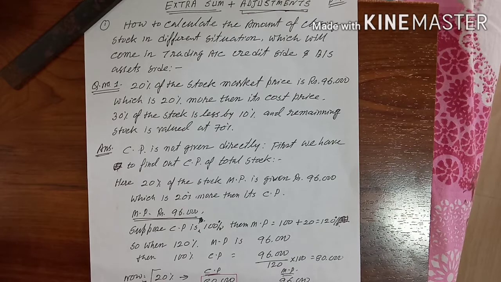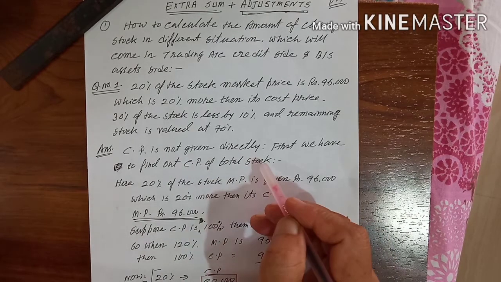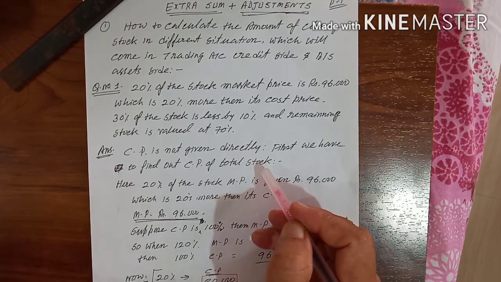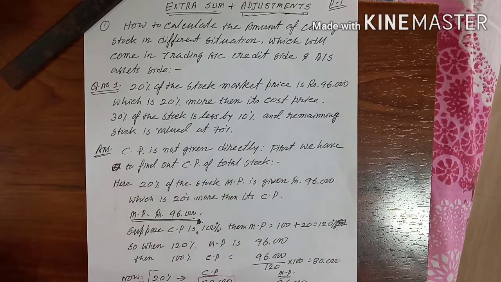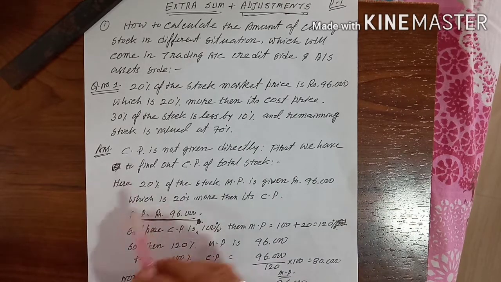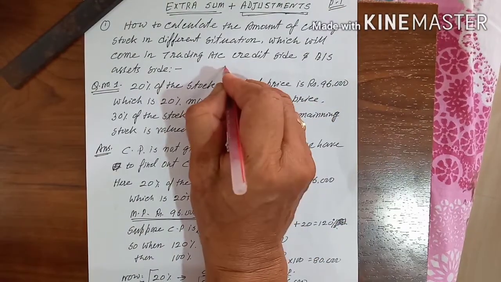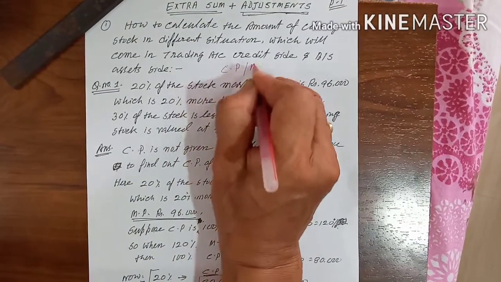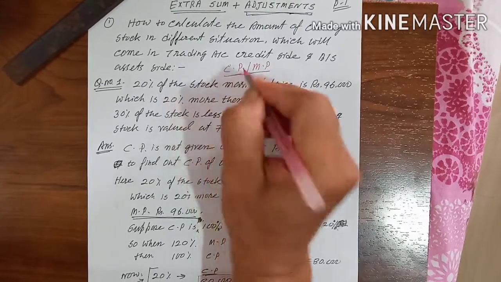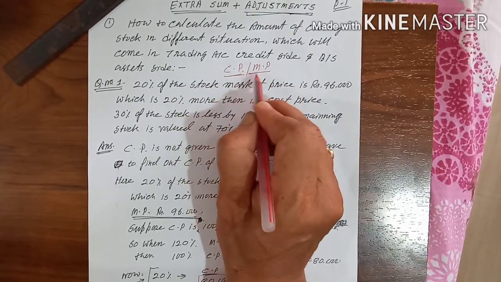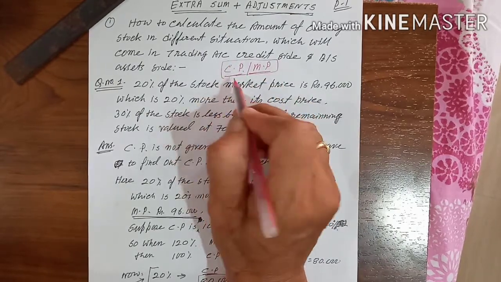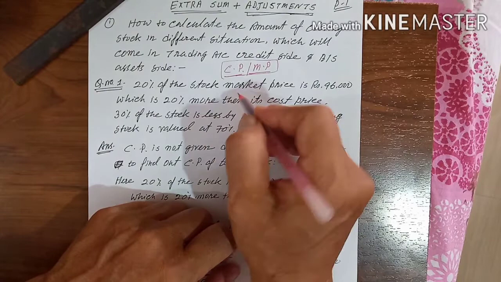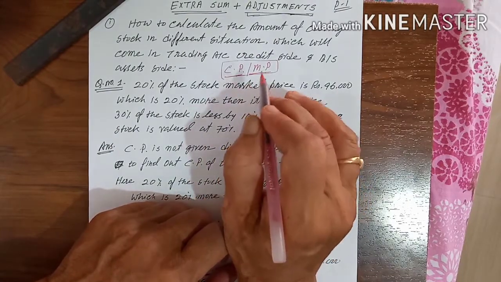Today I made a few sums like this, one by one. I want to explain them, you follow along. The rule for closing stock, the formula that all of you know, is cost price (CP) or market price (MP), whichever is less. That is the closing stock.